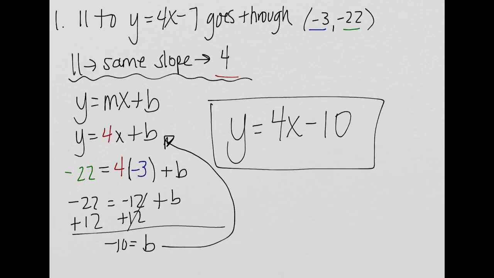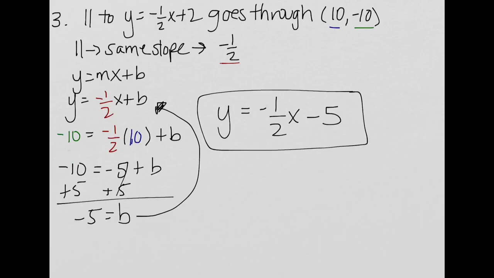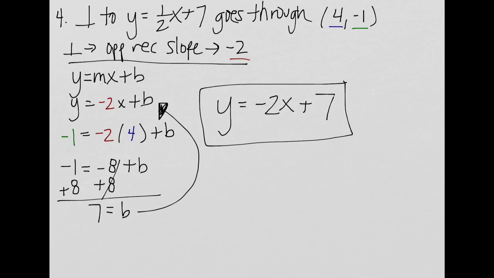Alright, here's the answer to number 1. Notice the same exact steps every time I work it. That is because I'm training my brain to remember a pattern in math. Alright, so there's your answer. If you need to pause on any of these answers so you can check and write them down, go for it. Here's the answer to number 2. Perpendicular, opposite reciprocal slope. Here's number 3. We wanted parallel, so same slope. And number 4, perpendicular, so we want opposite reciprocal.